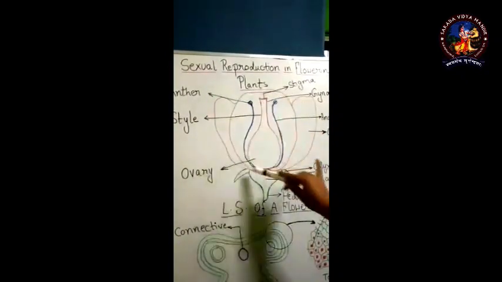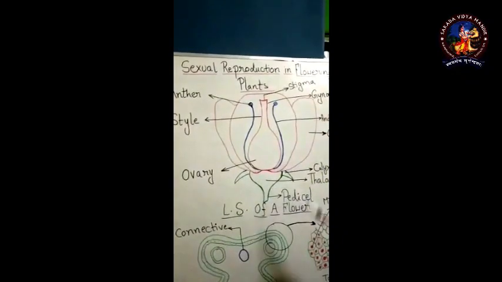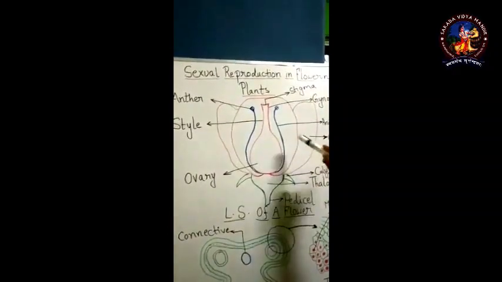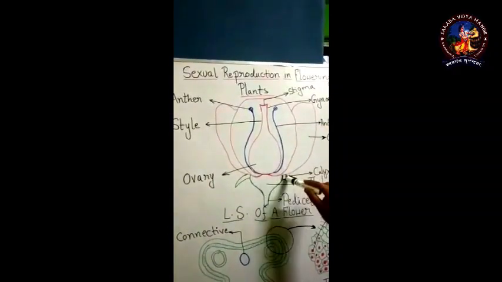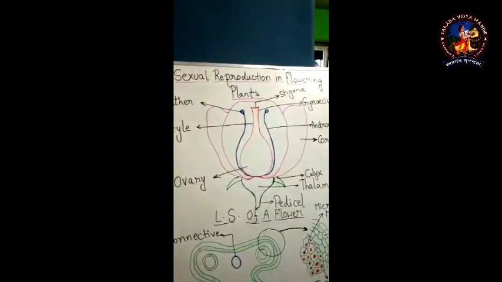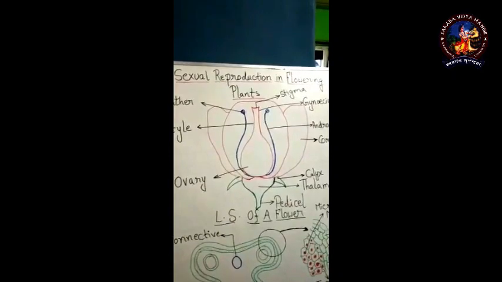So out of all the four whorls of the flower, these two are the essential whorls of the flower which take part in the sexual reproduction. The rest two whorls, that is your corolla and the calyx, these are the non-essential whorls of the flower. Their main purpose is to attract the pollinators for the purpose of pollination.